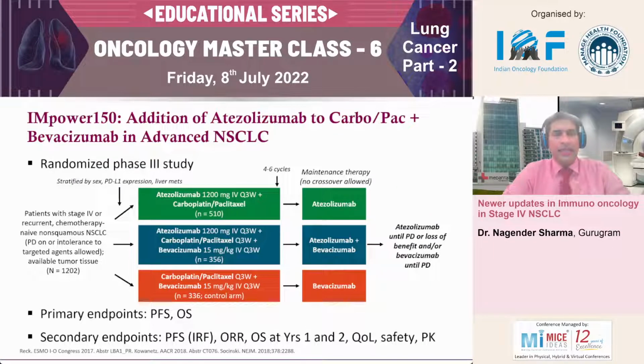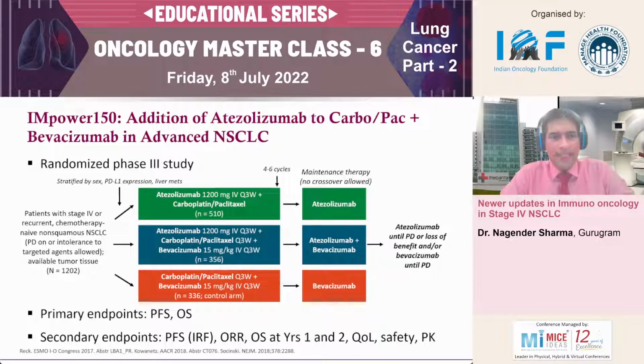Then comes the Atezolizumab trials, that is the IMpower150 trial, in which atezolizumab was combined with platinum, taxane, and bevacizumab. That is the ABCP regimen, we call it. It was a 3-arm trial in which this 4-drug combination was used; in the second arm, bevacizumab was used along with chemotherapy, and only platinum doublet with bevacizumab was used without atezolizumab in the third arm.